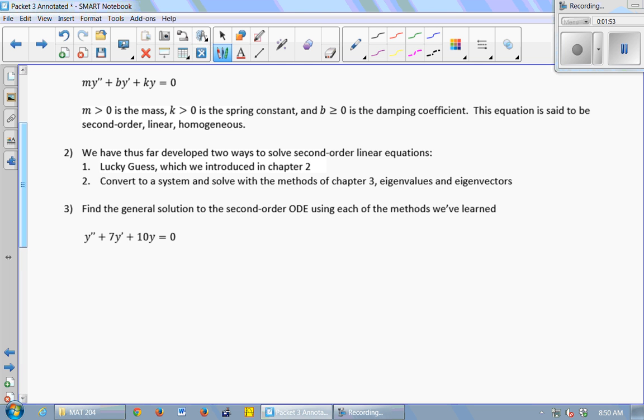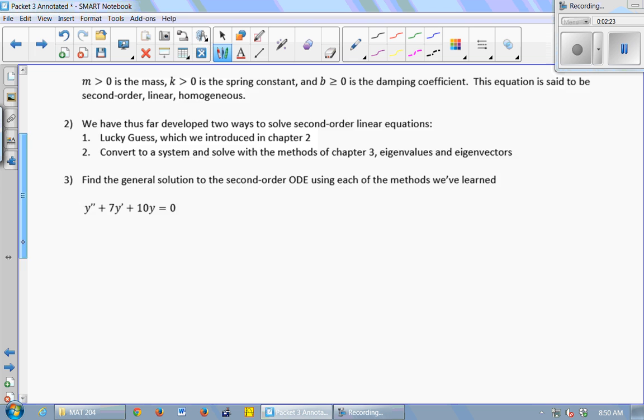So thus far, we've developed two ways to solve this thing. And actually, you had a question like this on your test. And you could have solved it either of two ways. We could do lucky guess, which we introduced in Chapter 2. Or we could convert this to a linear system and solve by finding eigenvalues and eigenvectors. So let's do it both ways. Short way or long way first? You want to convert it?